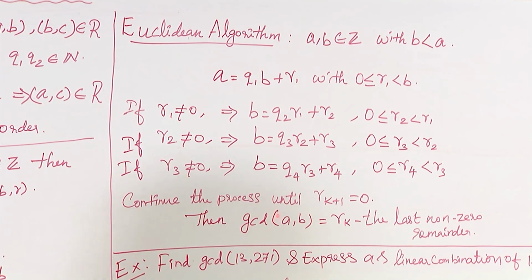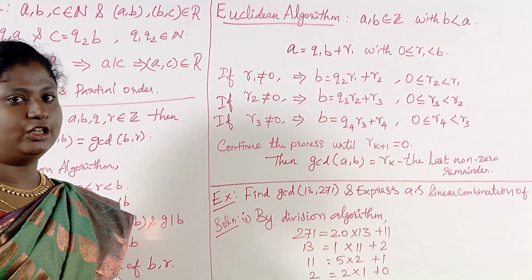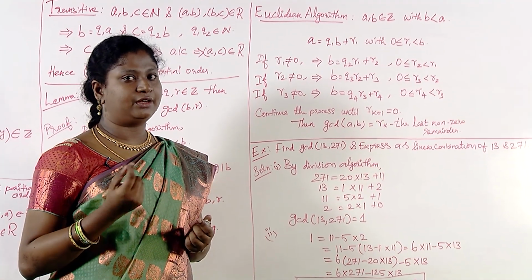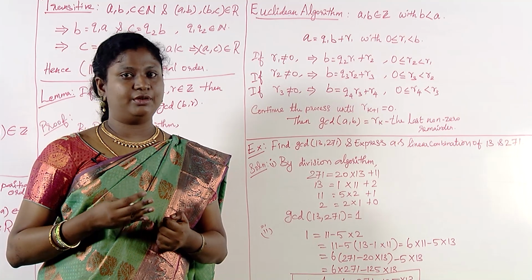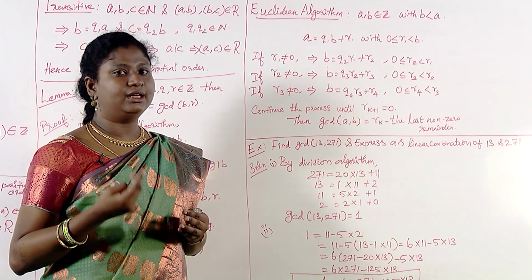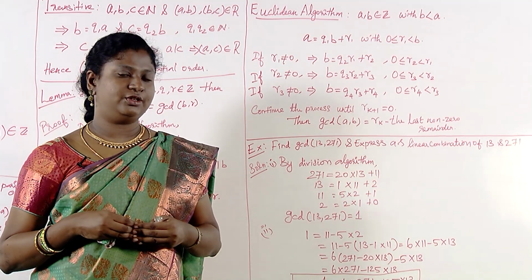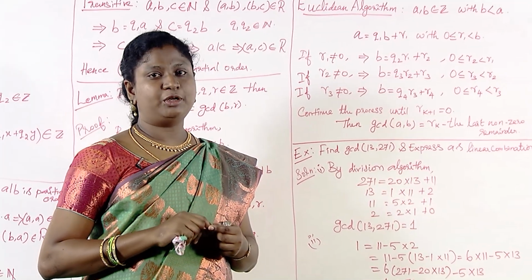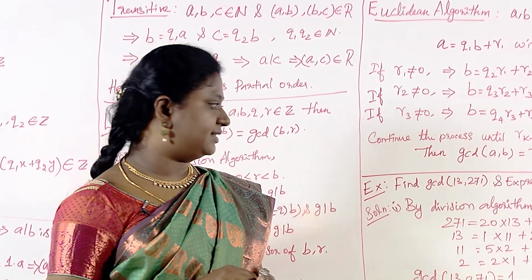These are all the steps you have to follow in order to find the greatest common divisor of two integers. First you have two integers and express them using the division algorithm. If the remainder is 0, then no problem, whatever you have will be the greatest common divisor. But if the remainder is not equal to 0, you have to divide again with the remainder that you have got. Continue the procedure until you get the remainder equal to 0. The last non-zero remainder that you obtain will be the greatest common divisor of the two integers you have considered. Now we shall see this with the help of an example.